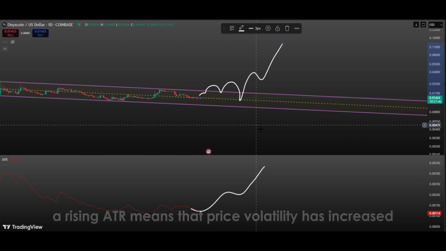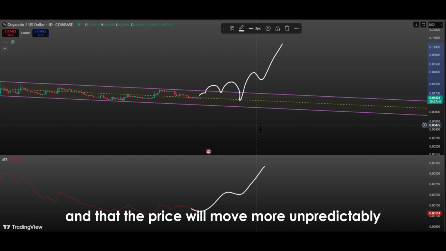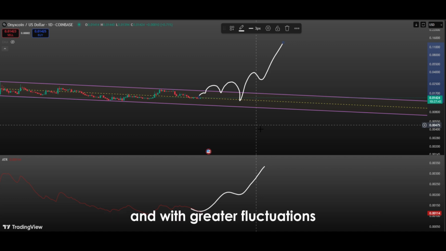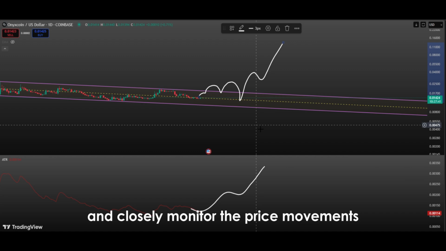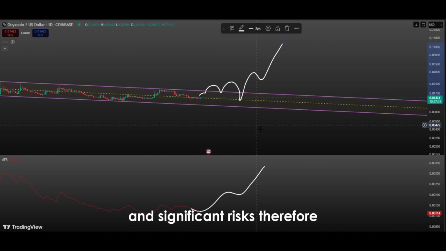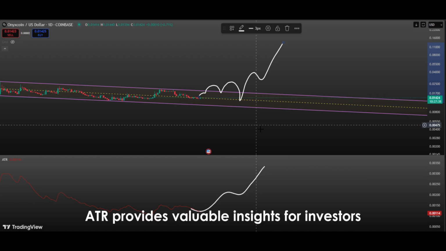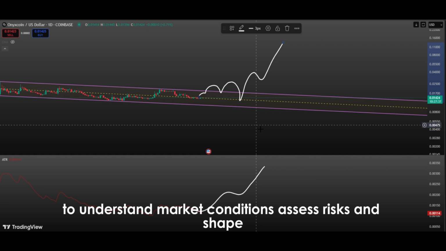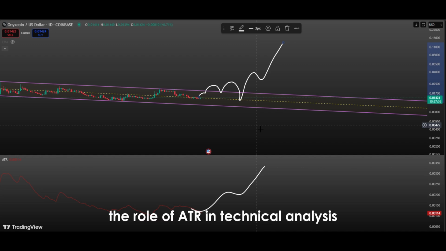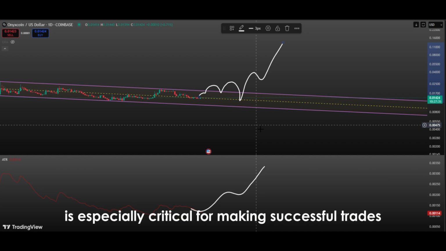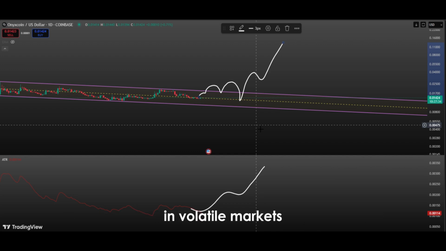In conclusion, a rising ATR means that price volatility has increased and that the price will move more unpredictably and with greater fluctuations. This represents a market environment where investors must carefully manage their risks and closely monitor the price movements. High volatility carries both great opportunities and significant risks. Therefore, ATR provides valuable insights for investors to understand market conditions, assess risks, and shape their strategies accordingly. The role of ATR in technical analysis is especially critical for making successful trades in volatile markets.